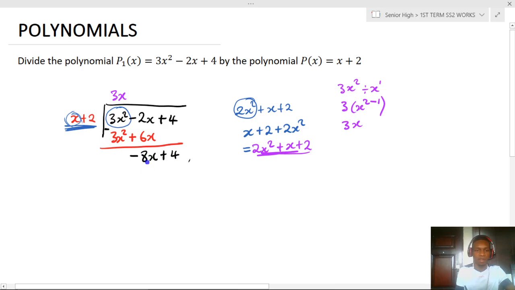So let's go again. Minus 8x dividing x will give us minus 8, because x and x will cancel each other, and there's no x value again. Then minus 8 multiplying x, we have minus 8x. And minus 8 multiplying 2 will give us minus 16. Then we subtract again. Minus 8x minus minus 8x: when you have minus minus, what does it give? It gives you plus, because minus times minus is equal to plus. So it's like saying minus 8x plus 8x, which is 0.